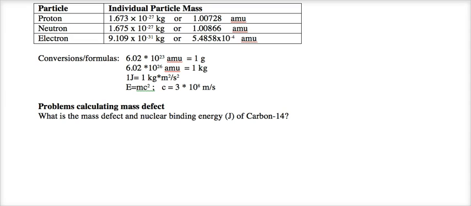Okay, in class I said that we'd do one more of these mass defect nuclear binding energy problems. So I just made one up. They're very easy to make up. Just said, what is the mass defect nuclear binding energy in joules of carbon-14?